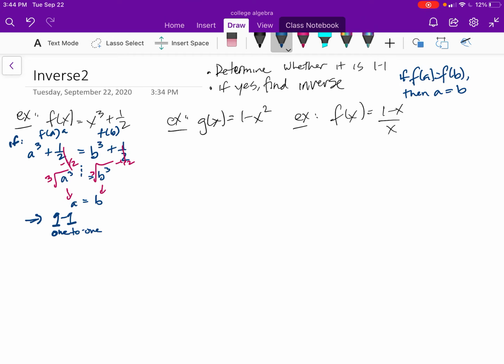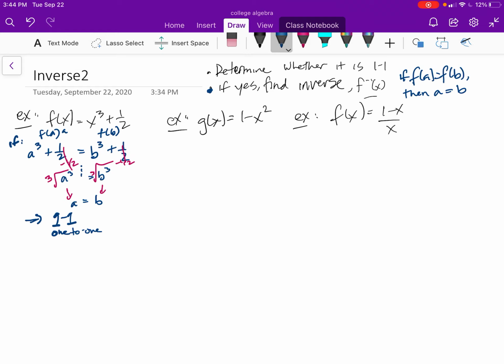And then if we get a yes, we'll find the inverse. So this one, yes, it is one-to-one. So we will find the inverse. And the inverse, let me throw this in here as well, is usually denoted f to the negative 1 of x. That's the symbol for an inverse function.